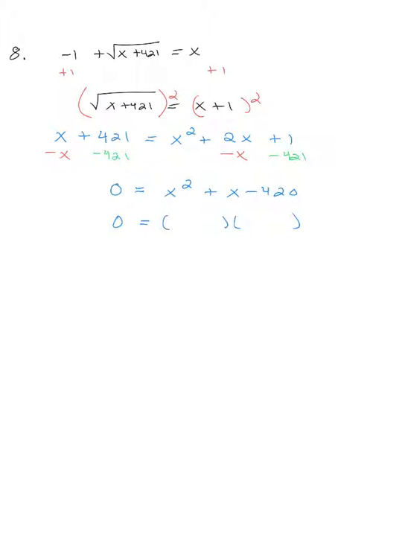I figured they'd have to be relatively close together, and I knew 20 went into 420, so that's x plus 21 and then x minus 20. The product is 420 and the sum is positive 1, which means my solutions are negative 21 or positive 20.